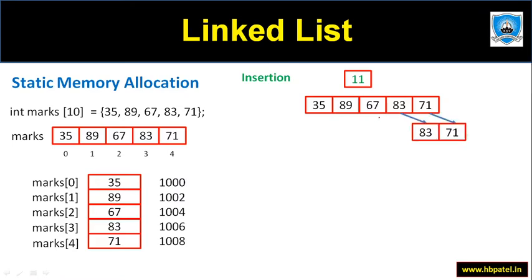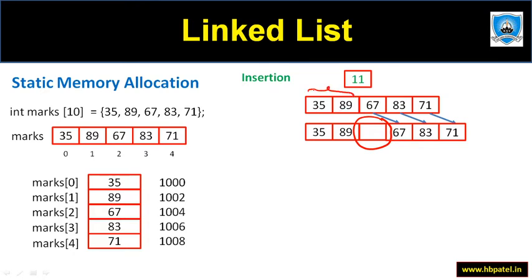For that I need to move all the elements one position to the right, and create a space, a hole over here. So 67 has been moved, 83 has been moved, 71 has been moved. I will not be moving the elements which are prior to this particular location, but I'll be moving all the elements which are after it. So 35 and 89 will remain as they are, and in the space I have created I'll be putting the 11. So 11 I'll be putting over here.